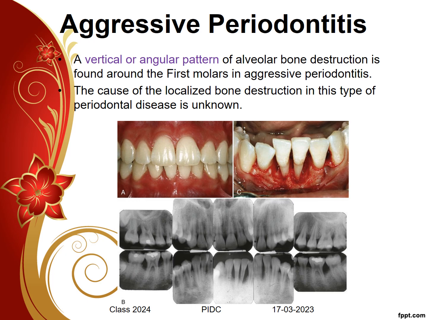Aggressive periodontitis, a term which is now not used much. Here you will have a vertical or angular pattern of alveolar bone destruction around the first molars. This is mostly localized, again near the first molars or the incisors. The cause is unknown.